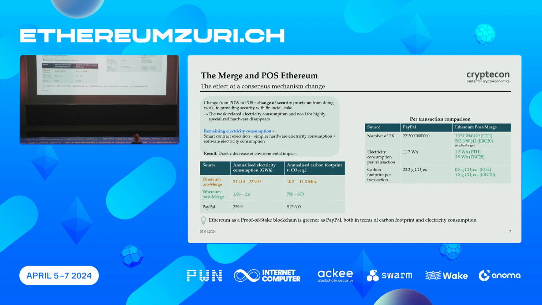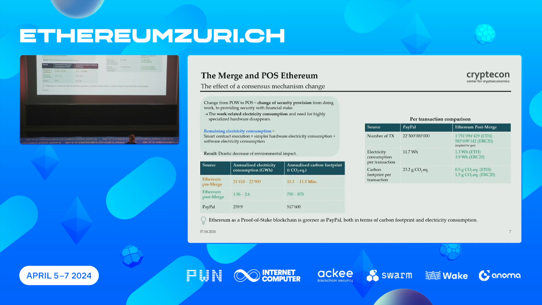So it is also important to compare them in the dimension of transactions, so what is the utility, essentially. And if we calculate the yearly number of Ethereum and ERC20 token transactions with the help of gas fees, we get 1.7 billion Ethereum transactions and 580 million ERC20 transactions. And compared to these, PayPal achieved 22 billion transactions.